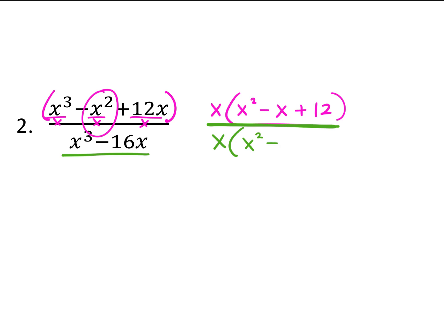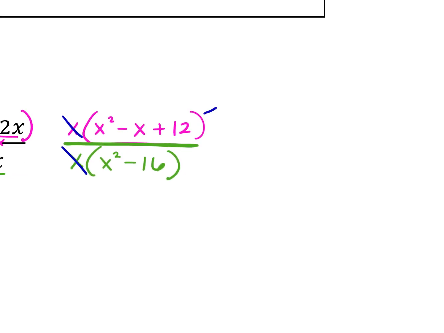X squared minus 16. Okay, now if I were you, I would simplify this before I factor. Do you see something that just can go away right now? Yeah, X over X, something over itself is 1. So those go away. You can ignore them. We're done with them. How do you factor the pink one? You do a star method. Star method.